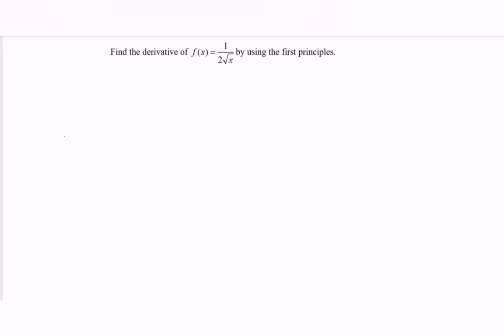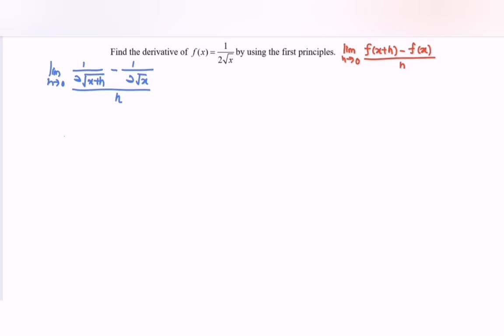Find the derivative of f(x) equals 1 over 2 multiplied with the square root of x by using the first principle. So let's take down the formula. We have the limit as h approaches 0 of f(x plus h) minus f(x), over h. So kindly substitute. Limit as h approaches 0, we have 1 over 2 square root of (x plus h) minus 1 over 2 square root of x, over h.